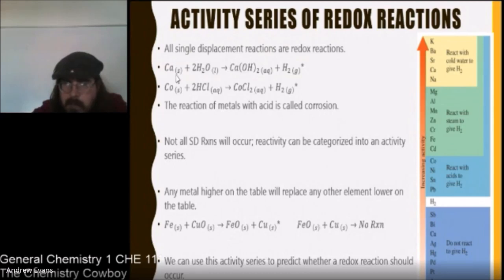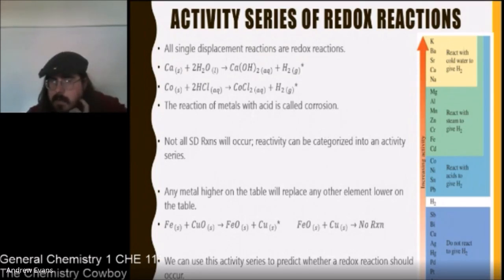If I mix calcium with water, it will form calcium hydroxide and hydrogen gas. If I mix cobalt with water, nothing would happen. But when I mix cobalt with hydrochloric acid, it forms cobalt chloride and hydrogen gas. This reaction of metals with an acid is called corrosion.